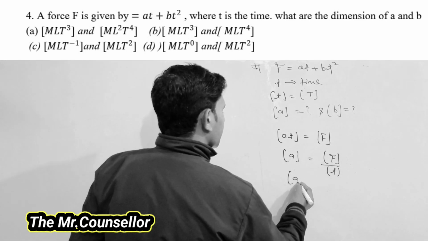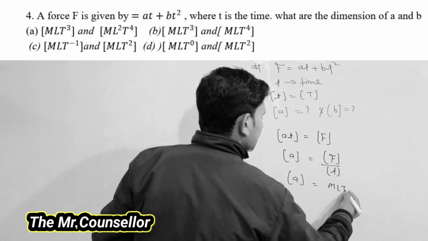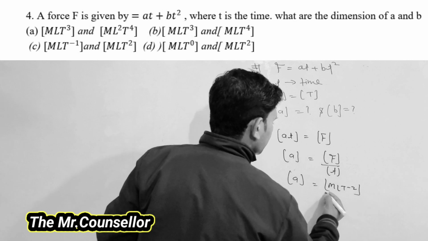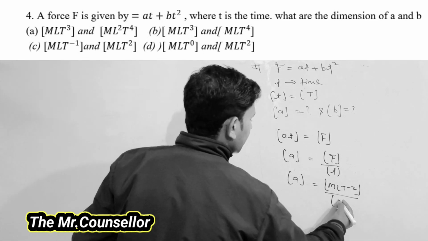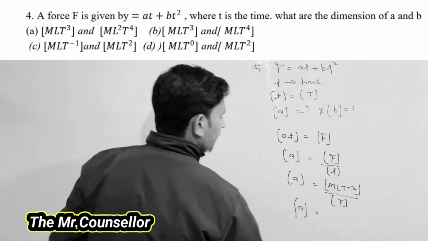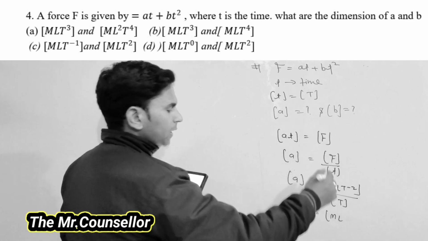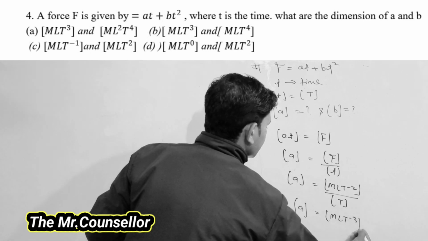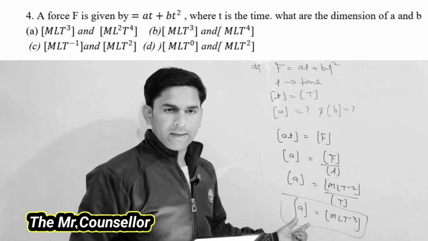Whenever you write the dimensional formula of the force, you will write MLT^-2, divided by the dimensional formula of T. So note down: the dimensional formula of A is equal to ML, and T will come upside, so MLT^-3. This is the dimensional formula of A.